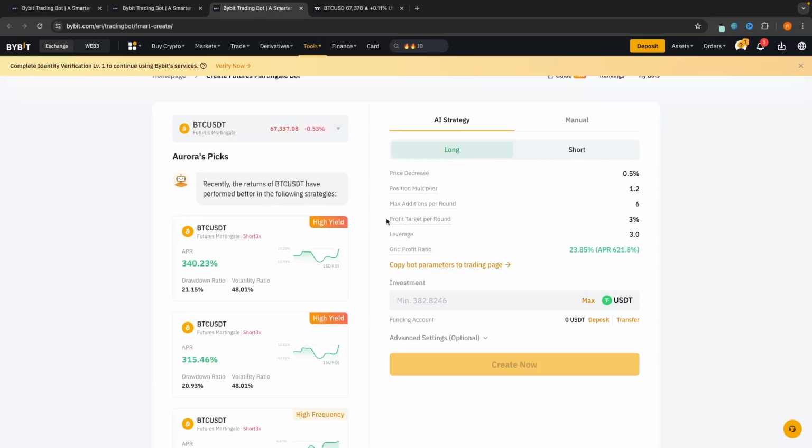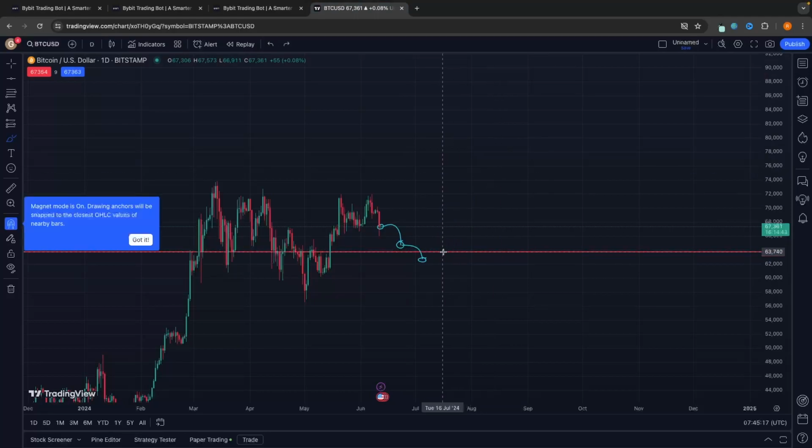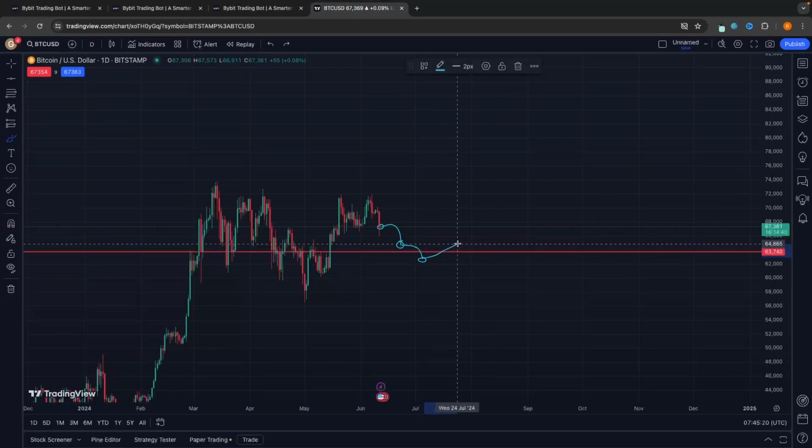Now we can see right here with this specific trading strategy, the profit that we are targeting is 3%. So essentially what this is going to do is it's going to wait until we are 3% in profit. Let's say that's up here, and then we are going to sell the position right here and we are going to make a profit.